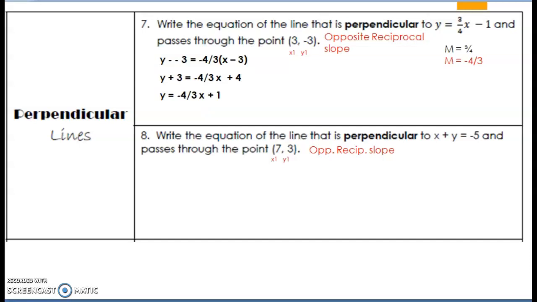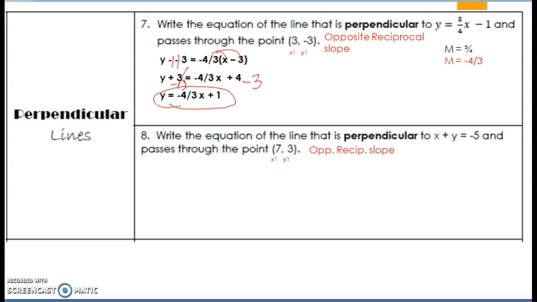We end up getting y minus a -1, which really means +1, equals -4/3 times x minus 3. When I distribute that -4/3, we get -4/3 x, and -4/3 times a -3 equals +4. Last step to get y by itself, subtract 3 from both sides. So y is alone, y equals -4/3 x plus 1.